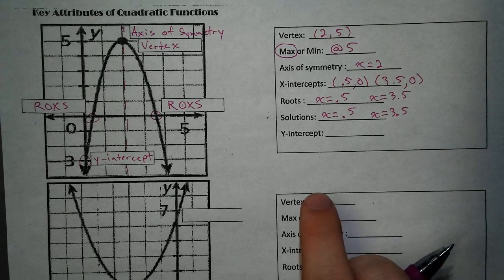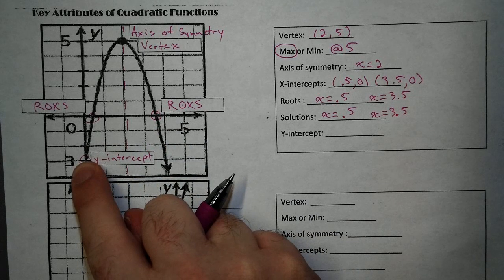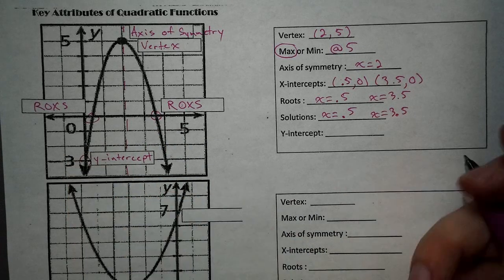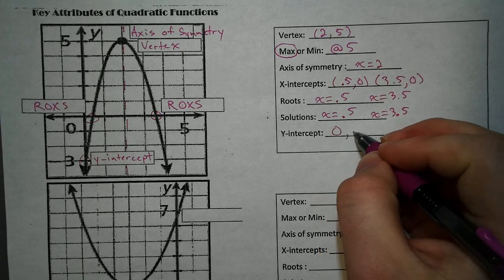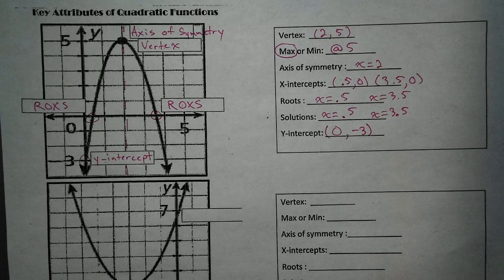For your y-intercept, where does this cross your y-axis? It crosses right there at 0, and it goes down 3. So (0, -3). All right, we have all of our values in there based on the graph.